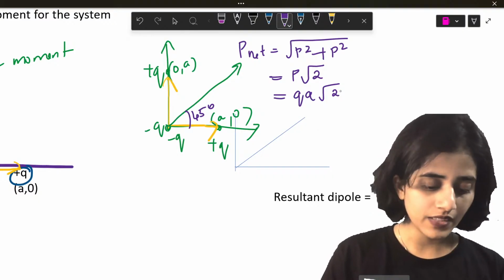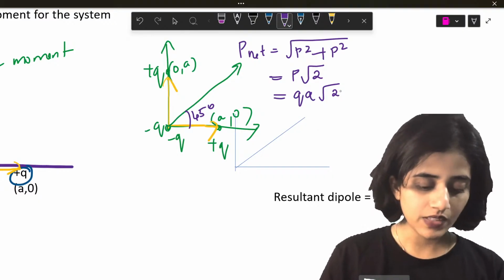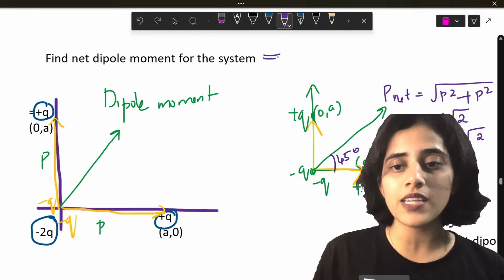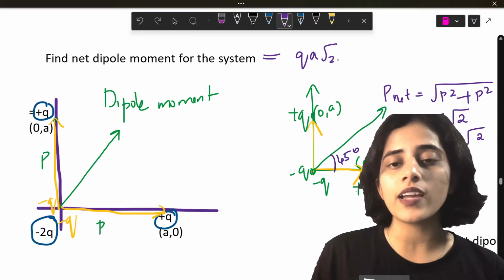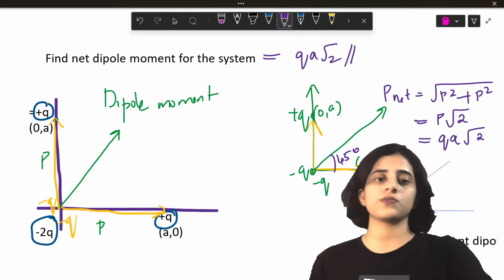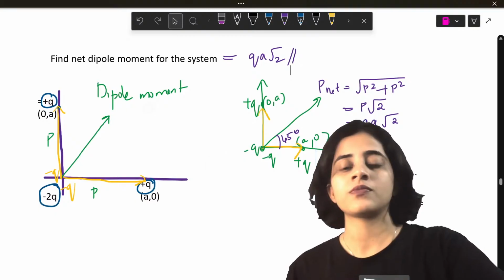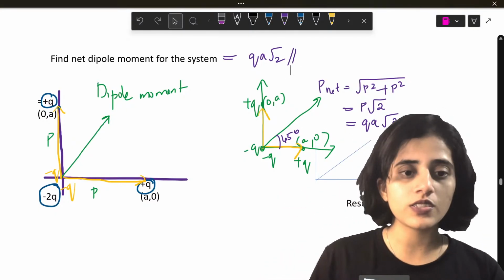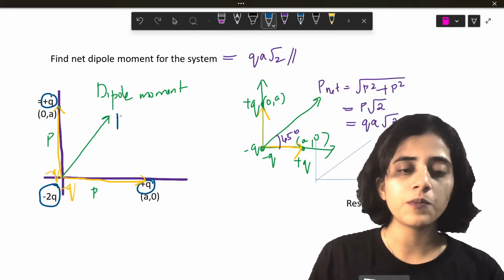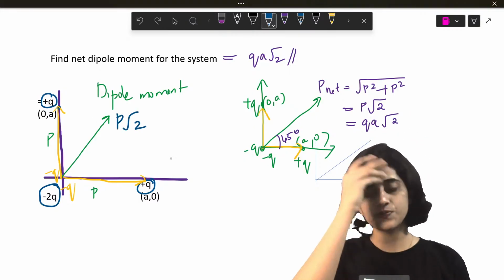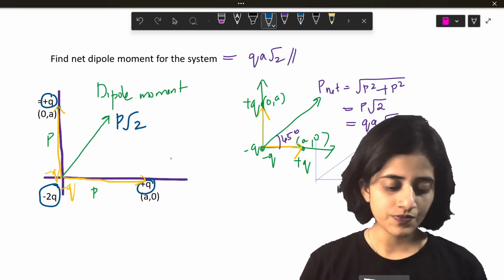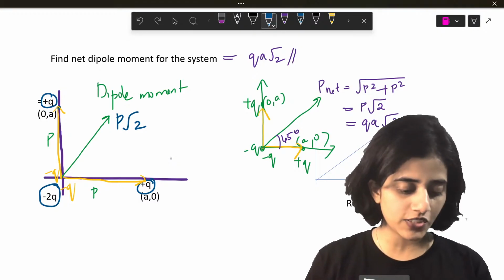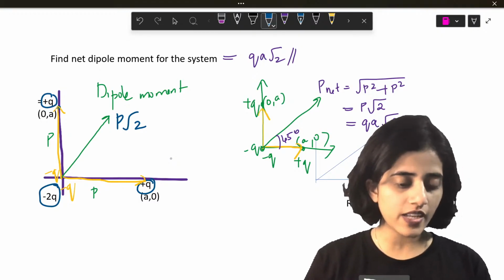Do you agree with me? So, here the net dipole moment of the system is equal to qa into root 2. Is that clear? So, this is basically p root 2. Can you quickly let me know in the chat, students, if you're understanding this or not?